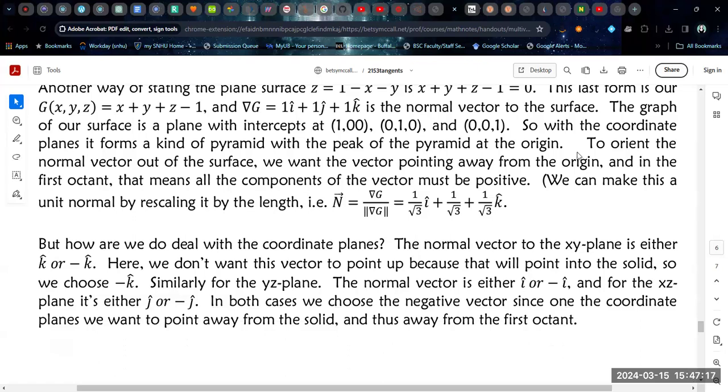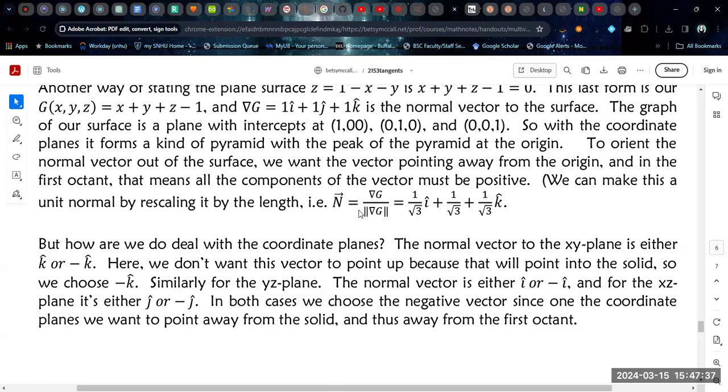Or it's above the origin, depending on how you want to orient it. To orient the normal vector out of the surface, we want the vector pointing away from the origin. And so in this first octant, that means all the components of the vector must be positive.